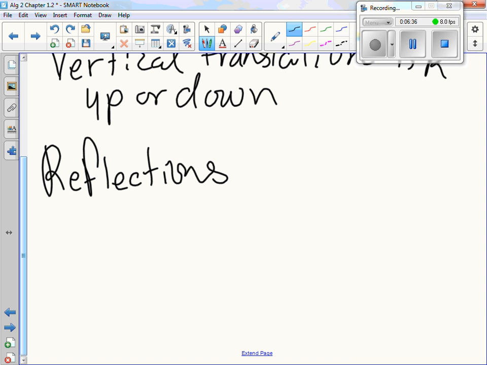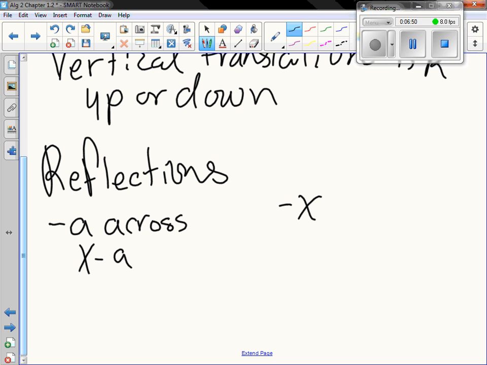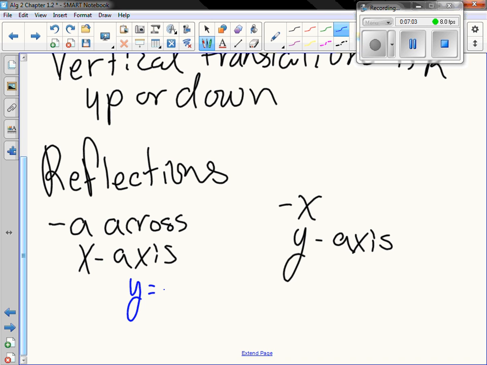Now the reflections came in two parts, negative a and negative x, because we had one of each. If we have negative a value, it is reflected across what? The x-axis. If x is negative, it's reflected across the y-axis. So how this is going to show up, we'd have y equals negative (x plus 2) squared. This is going to be across the x. Because when it's outside, it's connected to the a value, it's across the x.